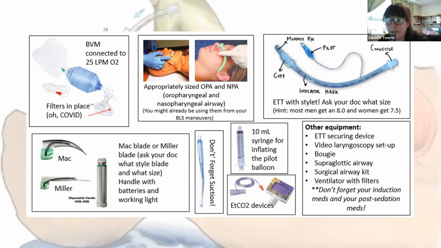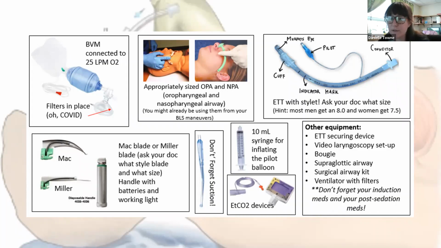End-tidal CO2 device, either colorimetric or waveform capnography. Immediately connecting to waveform capnography is the gold standard. So make this your routine practice if you have it, rather than wasting time with the colorimetric device initially and then transitioning to the continuous waveform. Just start right with the continuous waveform. And then you need some type of securement device to keep your ET tube in place, right?